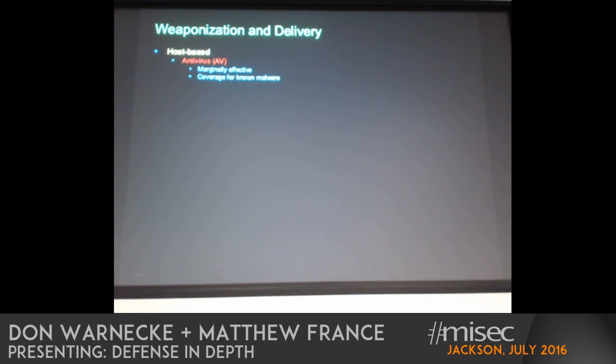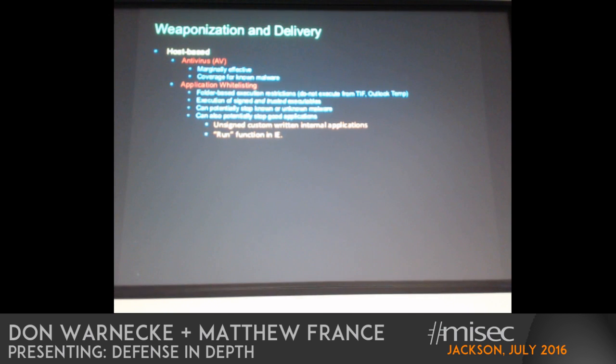But I would go with some antivirus, right? Antivirus is a good start, although it's marginally effective. It gives you coverage for your known malware. Maybe go with application whitelisting, right? Because then you can start covering things that aren't known to be bad, and you don't know that they're good either. But maybe you just don't want to do it because it's dumb, right?